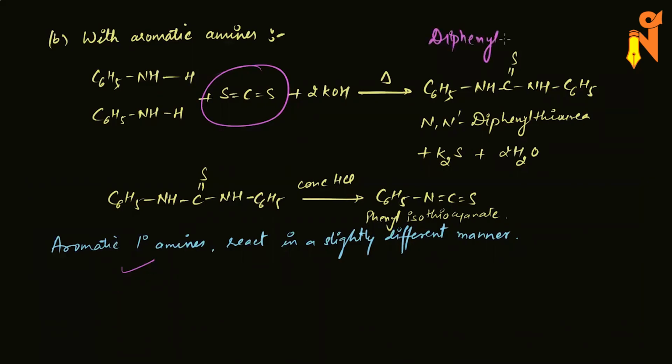Diphenyl thiourea. This group is the urea group, NHCNH. I mean, basically the urea group is NH, C double bond O, NH, and this is called thiourea because there is S instead of oxygen.